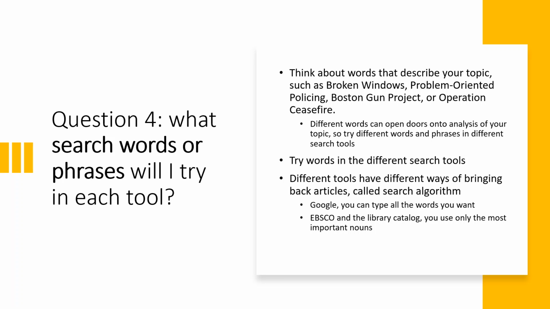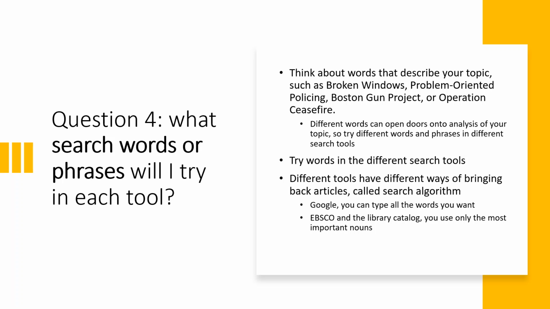So for the first subject, you might be looking at broken windows as a phrase to look for, and then you might combine that with another search phrase like problem-oriented policing or community policing or the Boston Gun Project or Operation Ceasefire. You'll try these phrases in different search tools and see what you get back. And it's expected that you'll sometimes not get the results you want. It's just a situation where you try again and again.